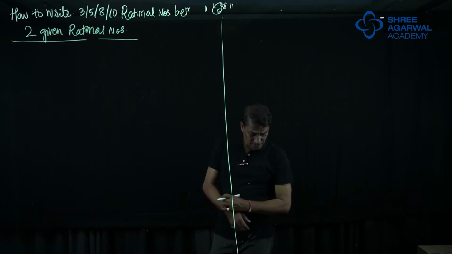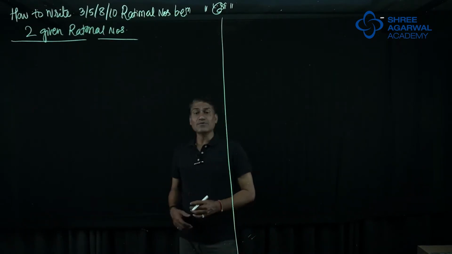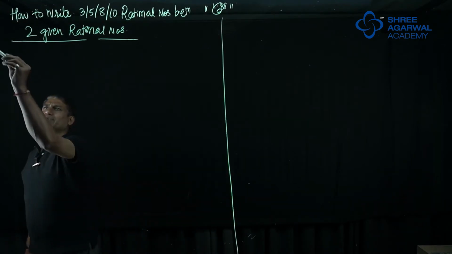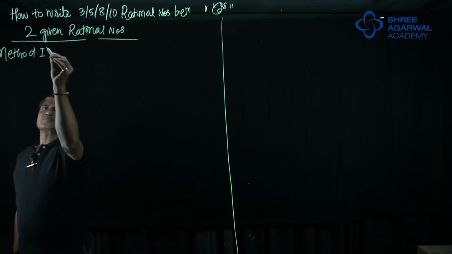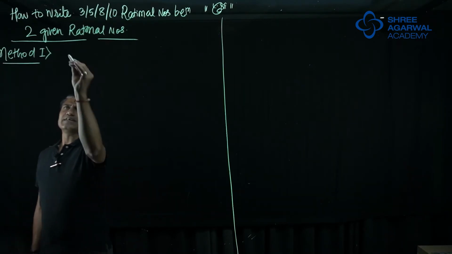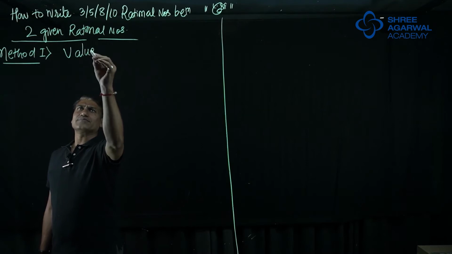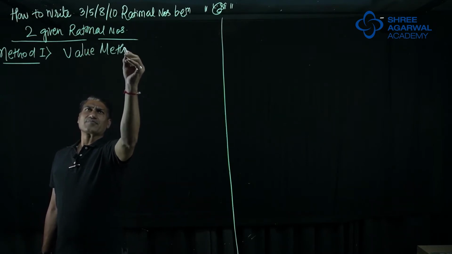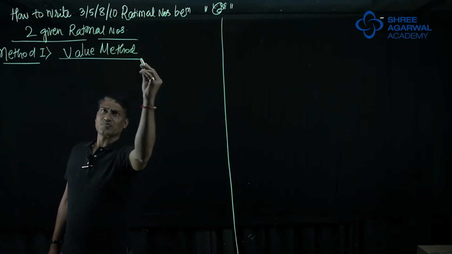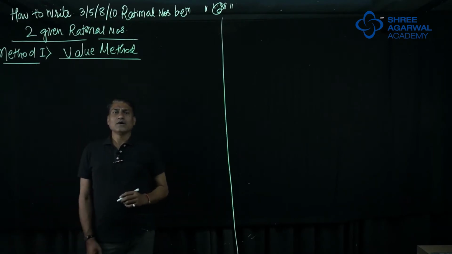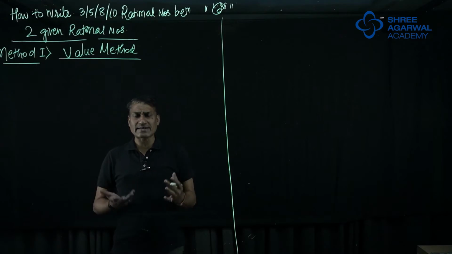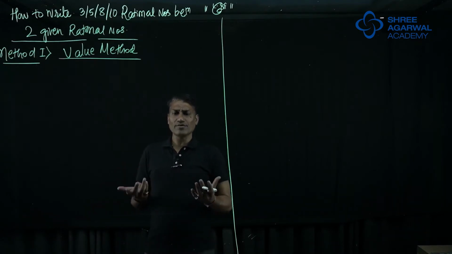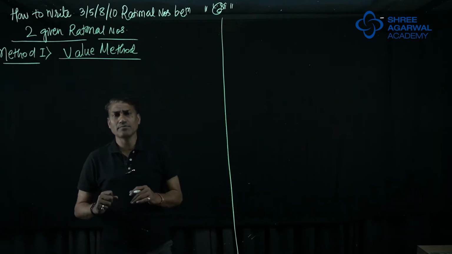The first method is called value method. So method 1. It is called value method. Now you will not find this in the textbook, the name of this method, etc. I just try to evolve it, thinking it in my way.